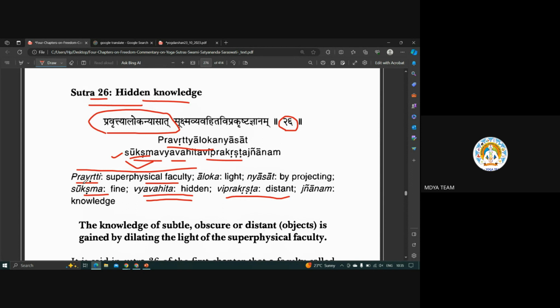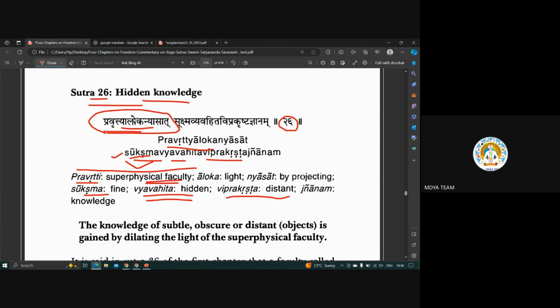Questions will be direct from the sutra, because the meanings may be different in different texts. I am explaining one meaning in this text, and something different in another text. It will vary, but the sutra will be the same in every text. That's why UGC will ask most of the questions from the sutras, not the meaning. So Pravritti-aloka-nyasat, its easy meaning is Jyotishmati Pravritti. And we have discussed Jyotishmati Pravritti in Samadhi Pada, sutra number 36.